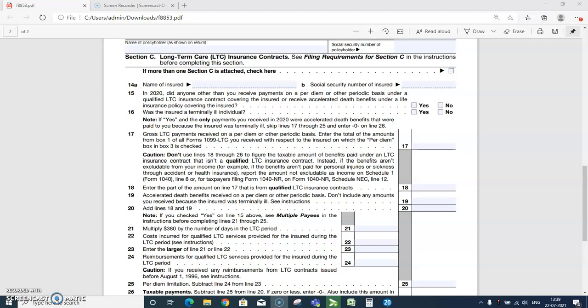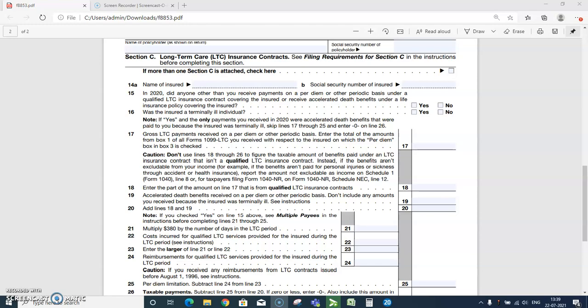Terminally ill individual. A terminally ill individual is any individual who has been certified by a physician as having an illness or physical condition that can reasonably be expected to result in death within 24 months of the date of certification.